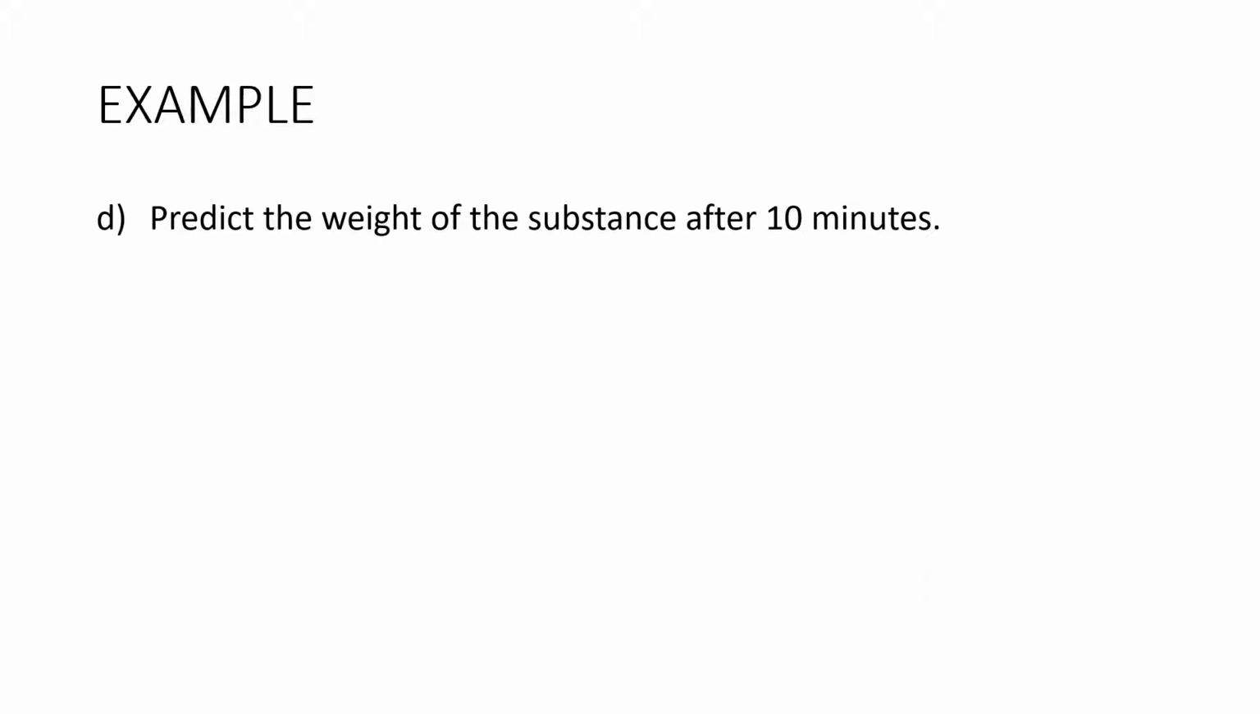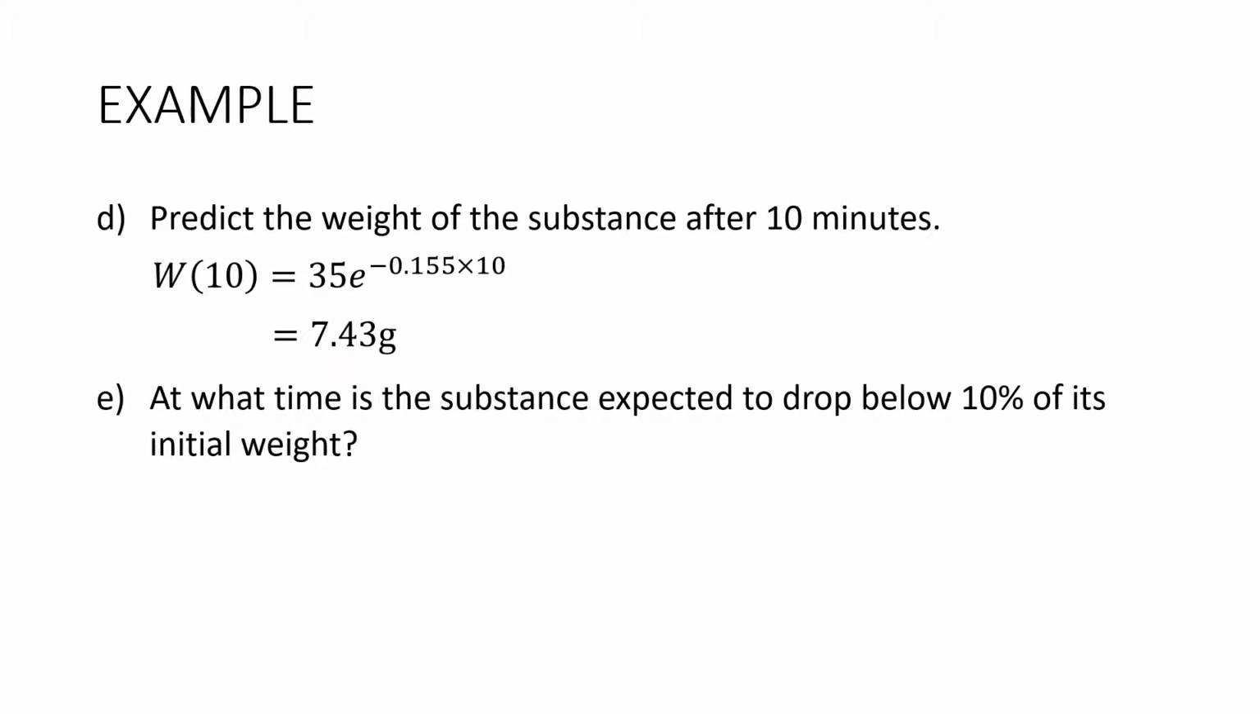D. Predict the weight of a substance after 10 minutes. Okay, we're just going to substitute in t equals 10. Now, of course, I know what k is. There it is. And I just put it in the calculator. It's okay to leave that as 3 significant figures. It's probably better to put more, but usually with the IB they will mark both correct, especially if you write your working out. So after 10 minutes it's 7.43 grams.